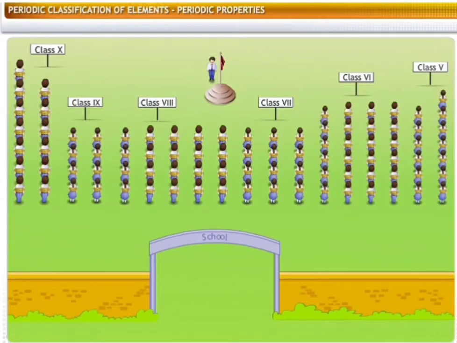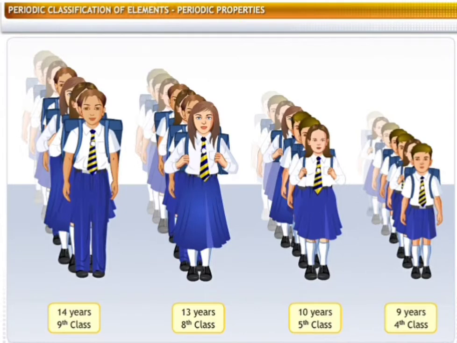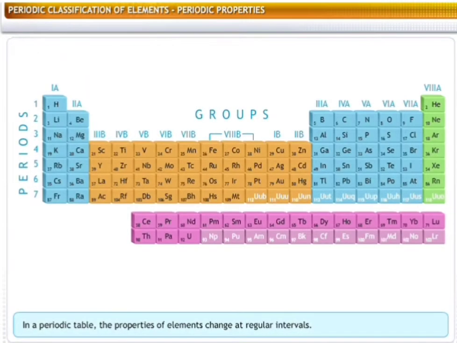The students are organized in queues for a school assembly. You can see that in every column that represents a class, the height of the students increases from the front to the back. You also see a decrease in height from left to right in each row, which consists of students from different classes. A similar gradation is seen in the properties of elements in the periodic table.